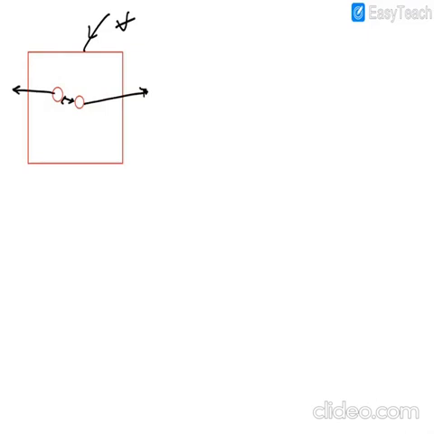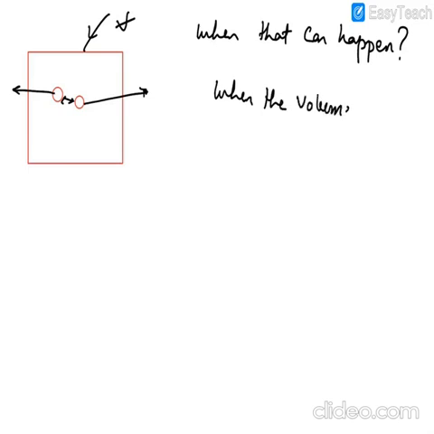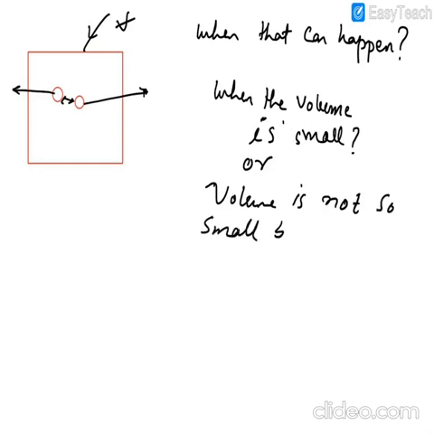So the question was when that can happen. Is it when the volume is small, or the volume is not so small but has few number of molecules, like a rarefied system?